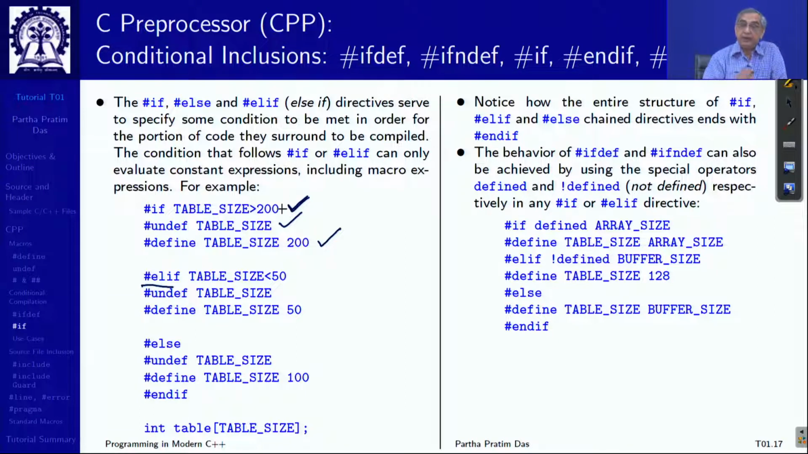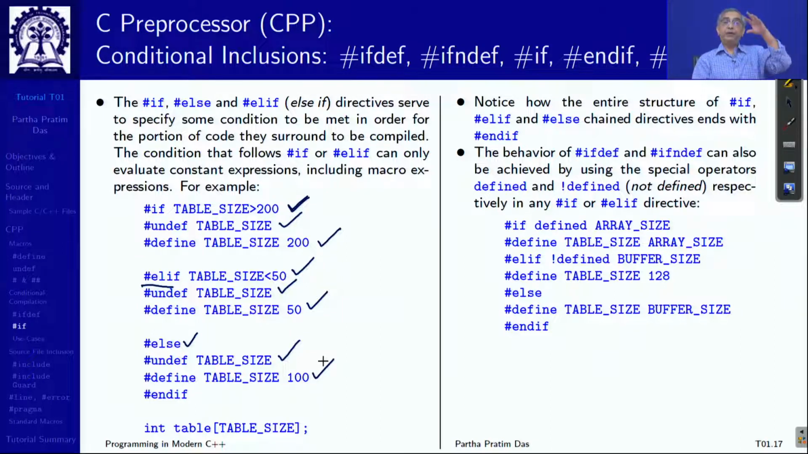You checked for greater than 200, now you are checking for less than 50. If it is, then you undefine and make it 50. So, if it is greater than 200, you are making it 200, if it is less than 50, you are making it 50, else. So, in a chain of if, else if, else if, else if, the last one has to be else. Else, you just undefine and define a fresh value 100.